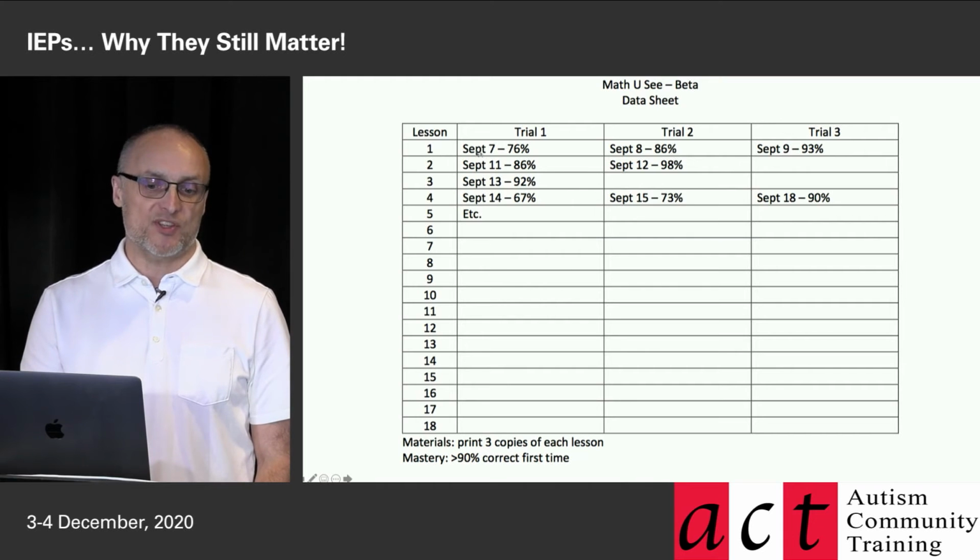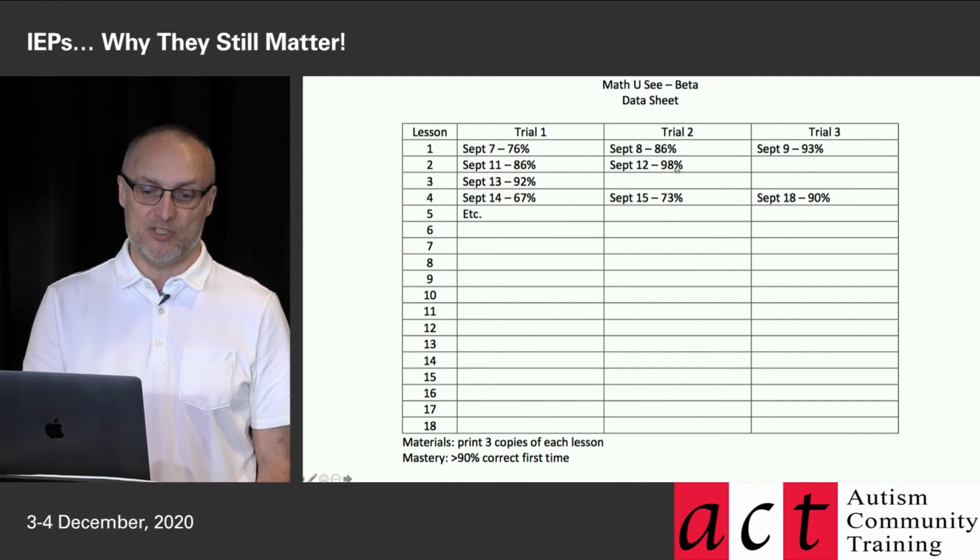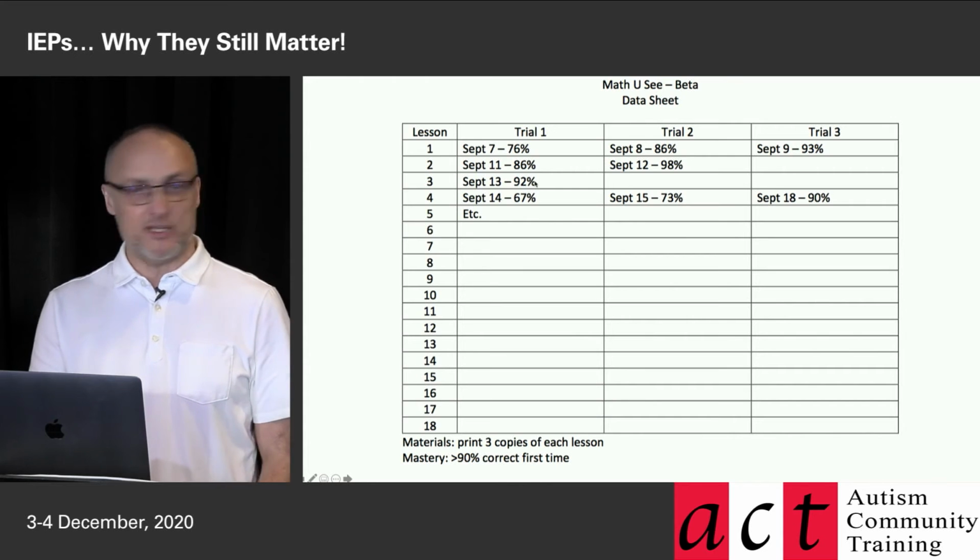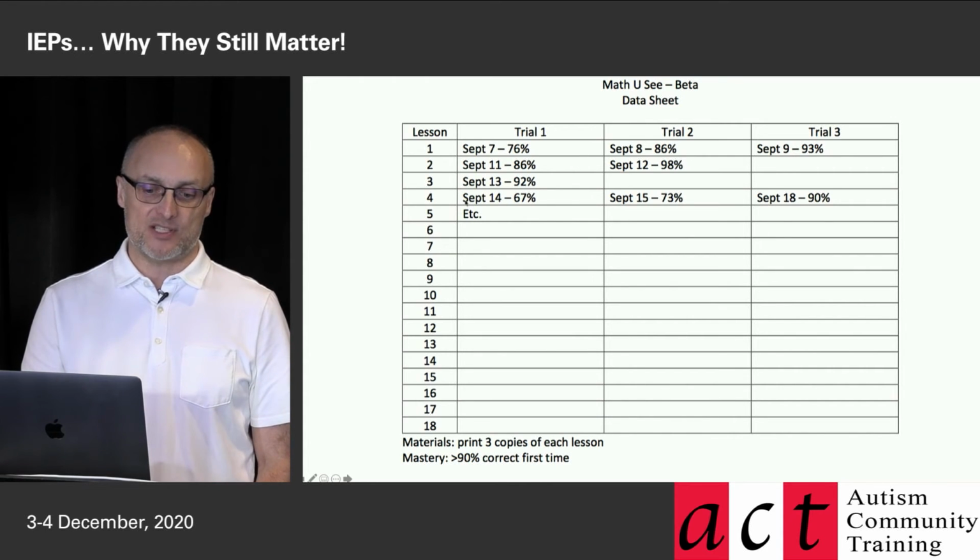So lesson 1 was taught on September 7th. He had 76%. And so we repeated lesson 1 on September 8th, and he got 86%. We repeated that again on the next day, September 9th, and he got 93%. After he was over 90%, we allowed him to move on to lesson number 2. And on September 11th, he had 86%. We did it again the next day, and with a second repetition, he achieved 98%. So we moved on to lesson 3. He got lesson 3 with 92% the first time, so we don't need to repeat this. So we move on to lesson 4.